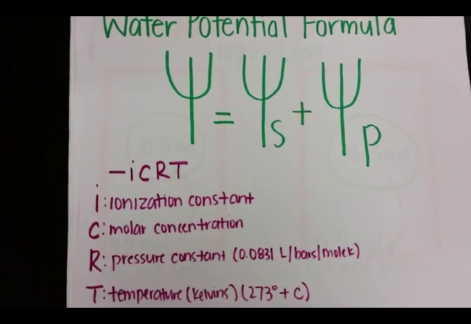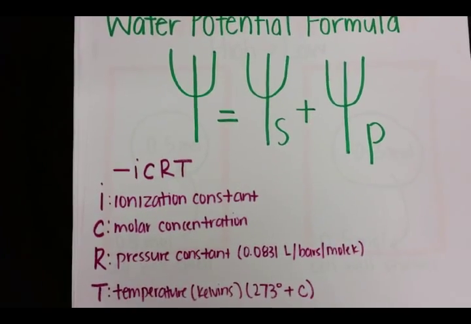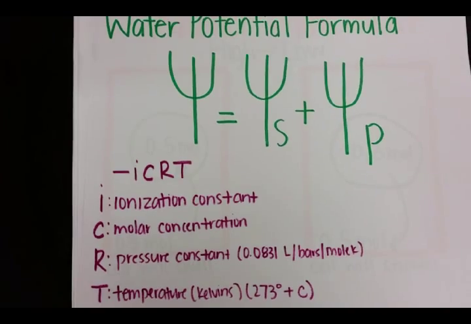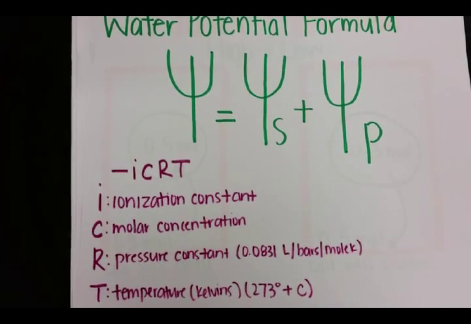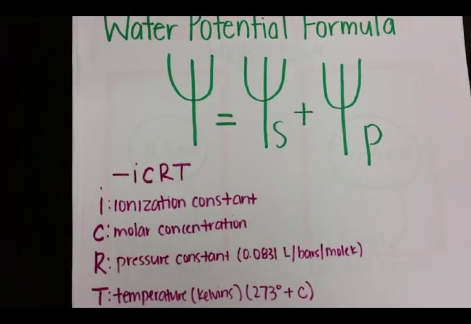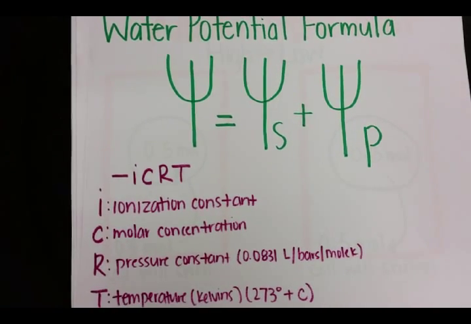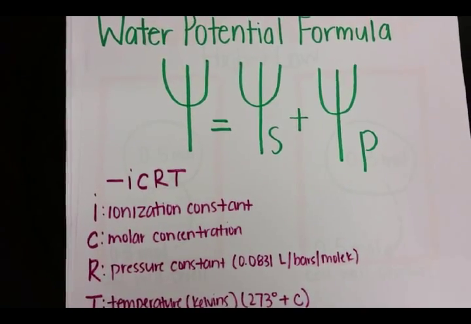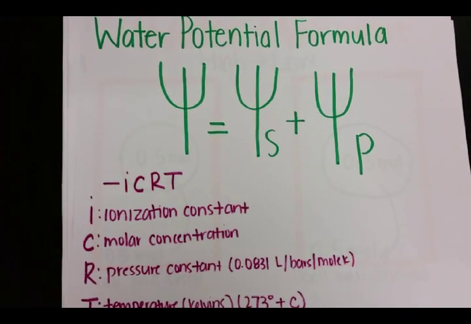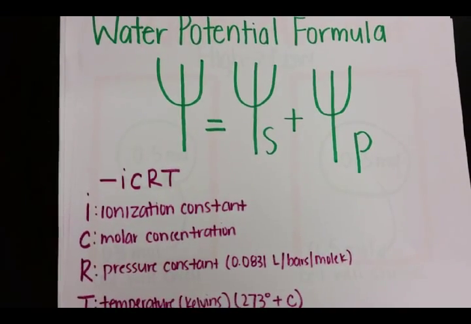In order to find psi s, or solute potential, you must use the formula psi s equals negative iCRT. i is the ionization constant, C is the molar concentration, R is the pressure constant that will always be 0.0831. Finally, T is the temperature. The temperature will always be in kelvins.